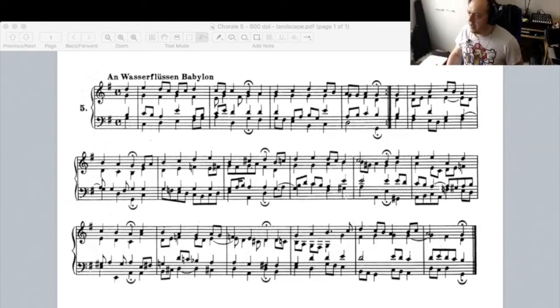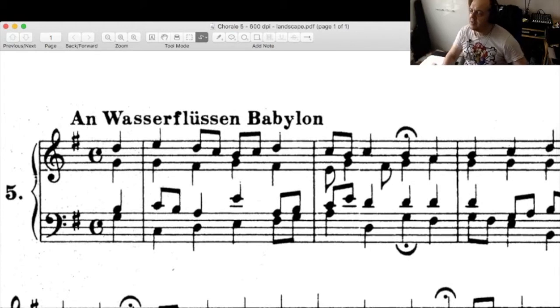All right, and we're back with this no frills attached Bach chorale harmonic analysis. We're on chorale number 5, which is called An Wasserflüssen Babylon. Let's get at it. Phrase by phrase, tune first, then the harmonization, and then I'll do the analysis. So what do we have here? Key of G major.